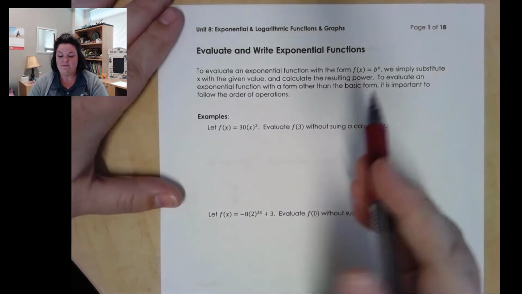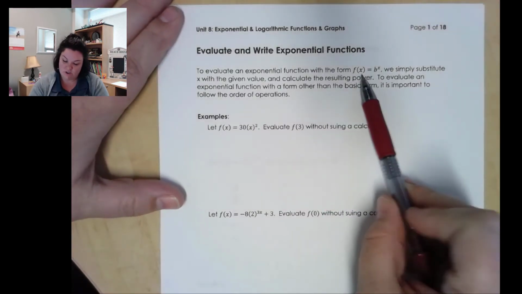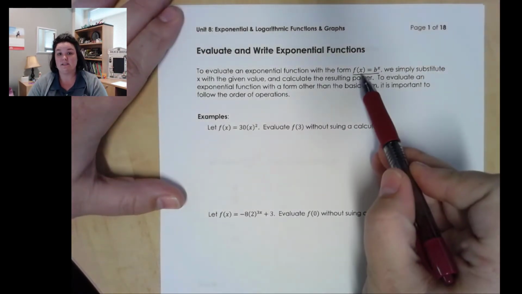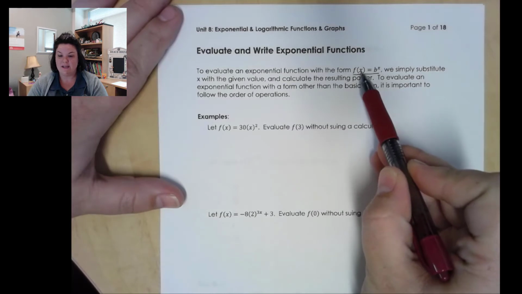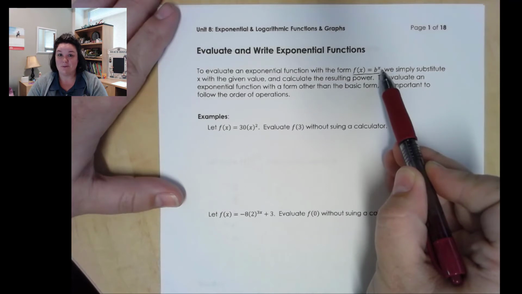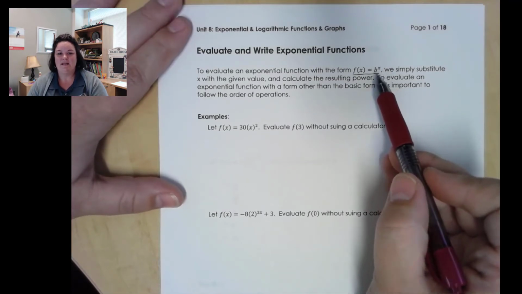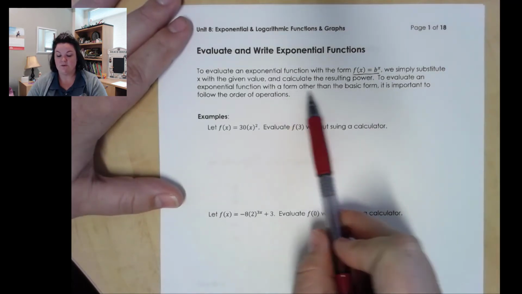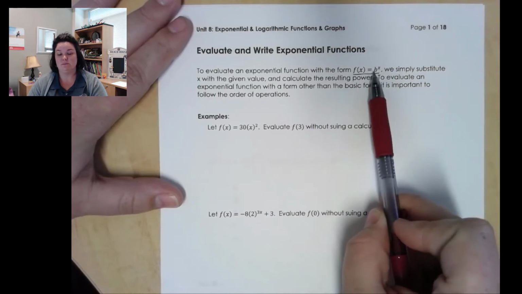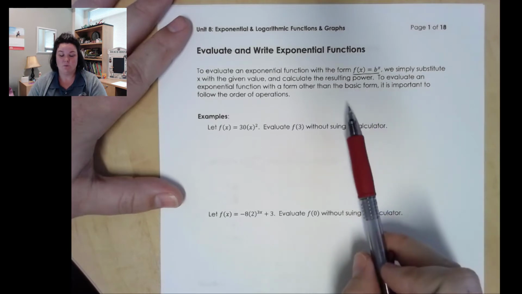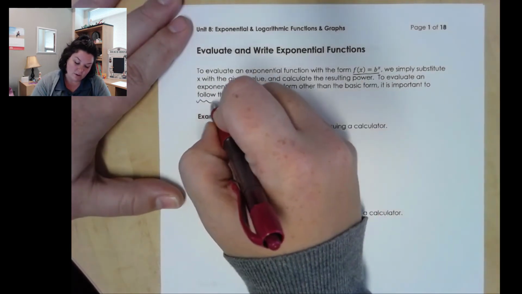So whenever we evaluate an exponential function, which looks like this, whatever number we're plugging into our parentheses here is going to go into our exponent up here. So we're going to have to refresh on some of our exponent rules whenever we plug in negatives and things like that. Now, if you happen to have an exponential function that's in a form other than this basic form, so if there's things being multiplied, maybe there's things being added and subtracted or multiplied in the exponent, then we want to make sure that we follow the order of operations.